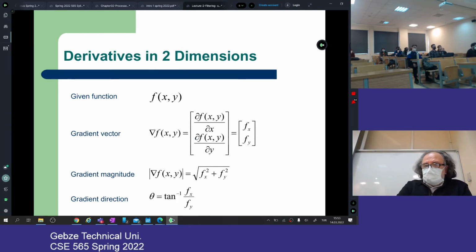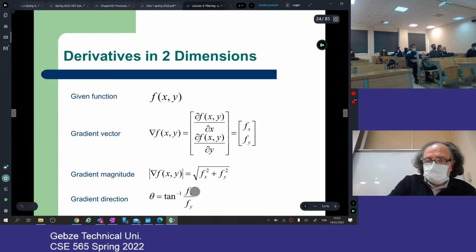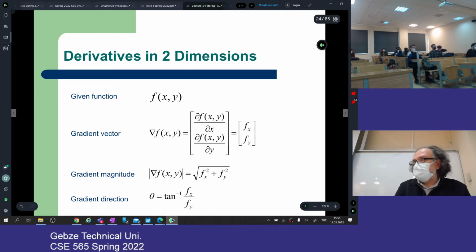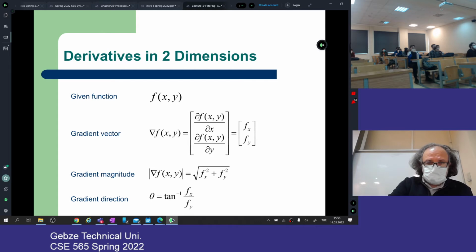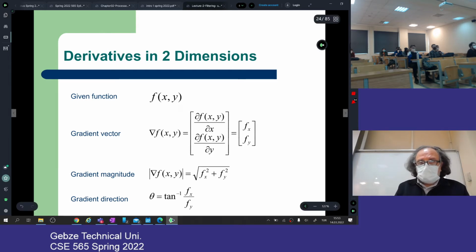Okay, if you like to take the gradient magnitude, you take the square of each component and take the square root, and if you like to calculate the direction of the gradient, you just divide this by this one and take the arctangent of it. It will give you the degree, and we are going to use both of them to do edge detection, and we are going to do it next week.